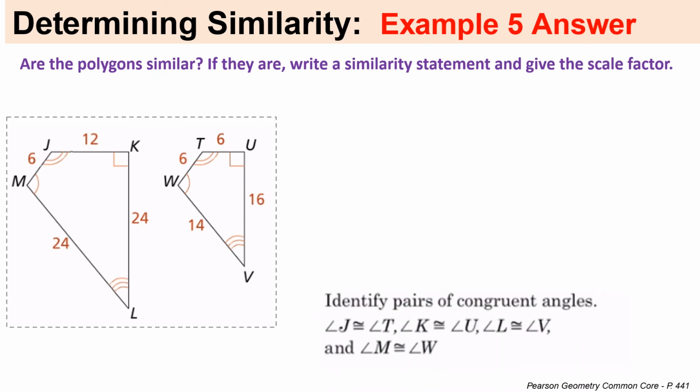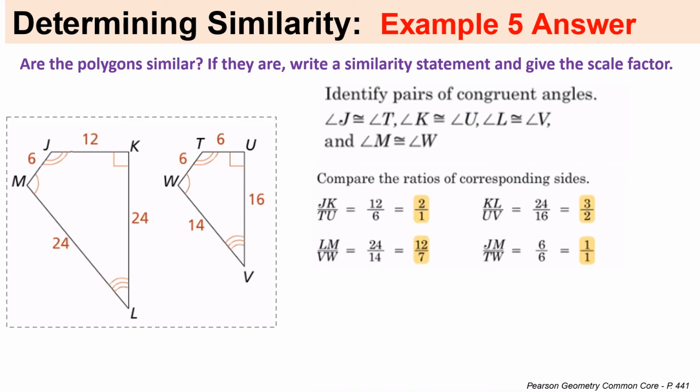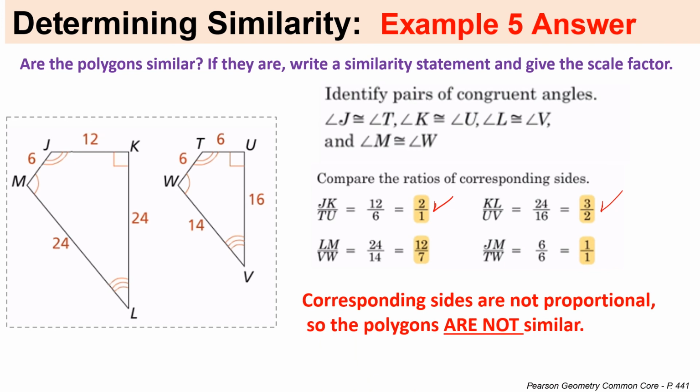Alright, so first, check to see if you identified the angle pairs correctly, or the congruent angles. Next, compare the ratios of the corresponding sides. And so as you can see right here, if you do JK over TU, you get 2 to 1. KL over UV, you get 3 to 2. So you really did not have to do all of the sides. Once they are different, or they don't reduce to the same thing, you could simply stop and say that since the corresponding sides are not proportional, these polygons are not similar. So if they're not similar, you cannot find the scale factor.